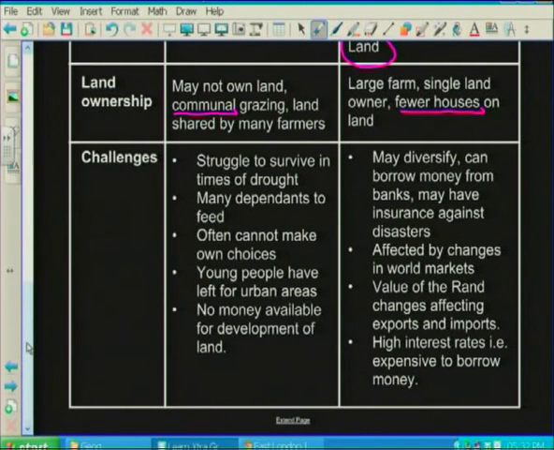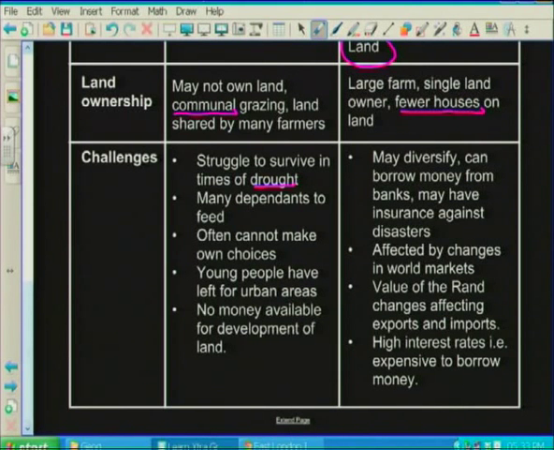Now, if we look at some of the challenges, you can see here that a subsistence farmer struggles to survive when there's things like drought or a heat wave or something like that. Many dependents to feed, often cannot make his or her own choices, and the young people leave to go to urban areas, which means there's very little money available for them to develop their own land.